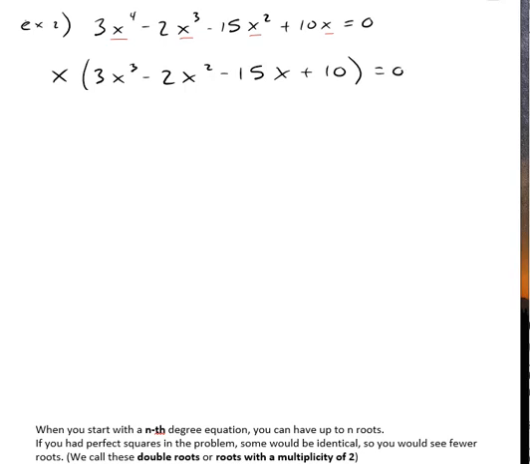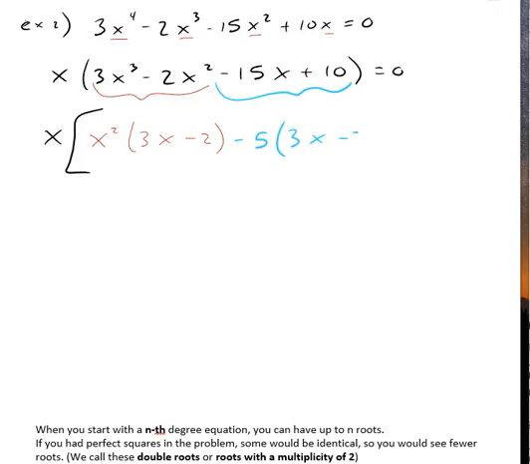Next step, look at everything on the inside of the parentheses and see what we can factor out there. I have 4 terms, which means I'm going to do factor by grouping, and that's going to be these two, then these two. Out of my red terms, I can take out an x squared, and I am left with a 3x minus 2. Out of my blue terms, a negative 15x and a positive 10, I can take out a negative 5, and I'm left with 3x minus 2.